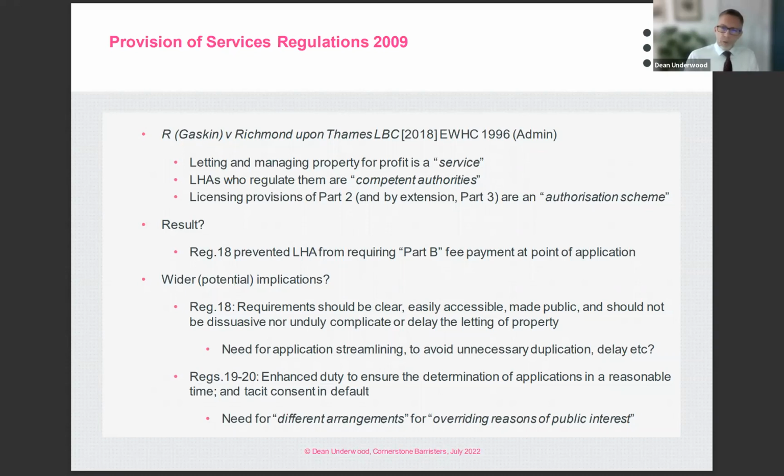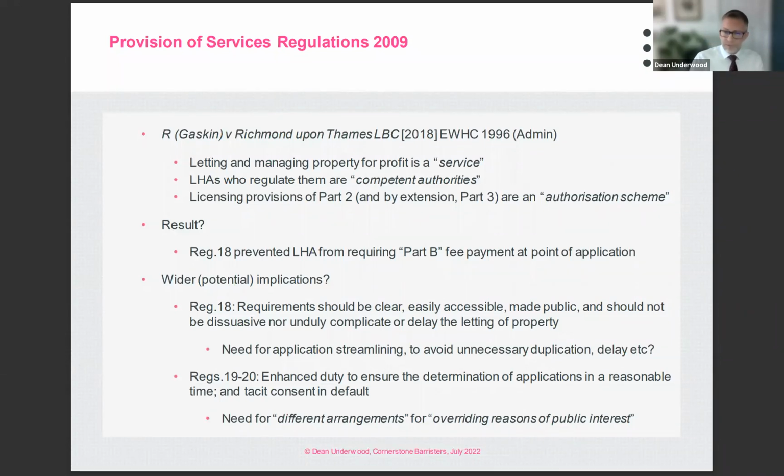Why, therefore, I hear you ask, do they affect local housing authorities which administer licensing designations under Parts 2 and 3 of the 2004 Act? Well, in brief, in the second of the Gaskin cases, the 2018 case, the Administrative Court held that the regulations applied to the licensing schemes enacted by Part 2, in that case, and therefore by extension, Part 3 of the 2004 Act.